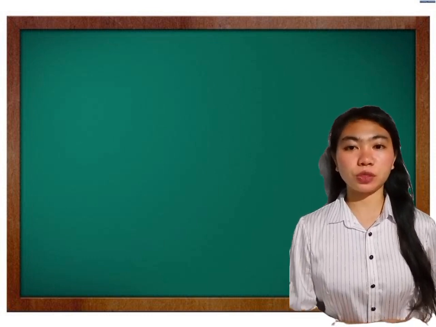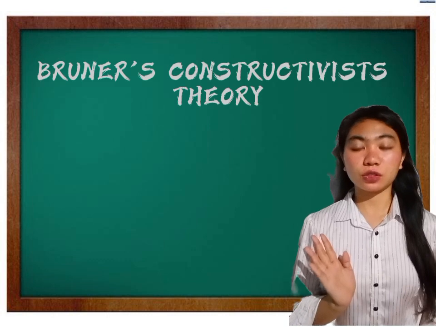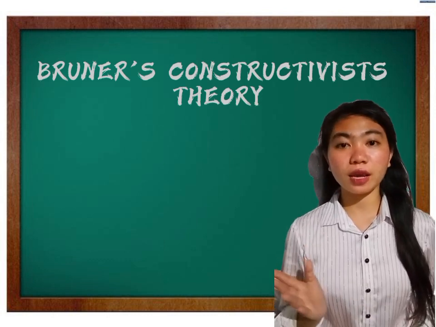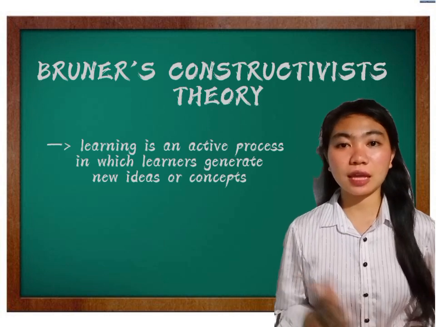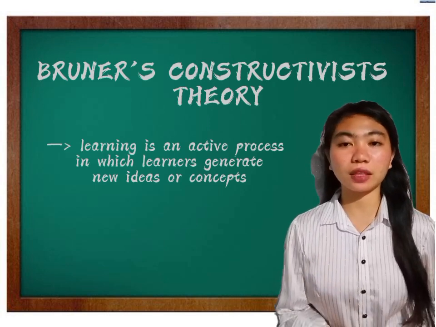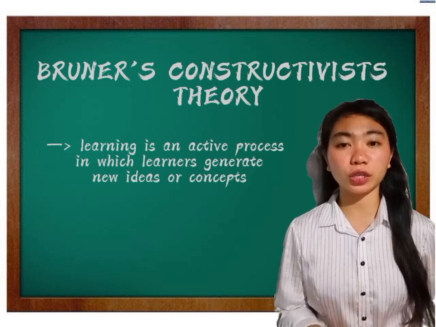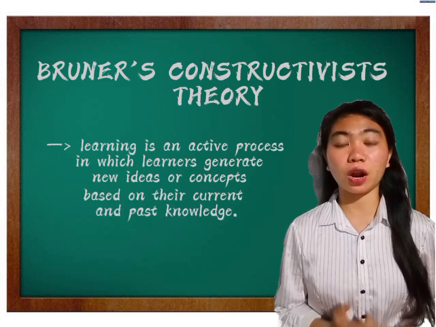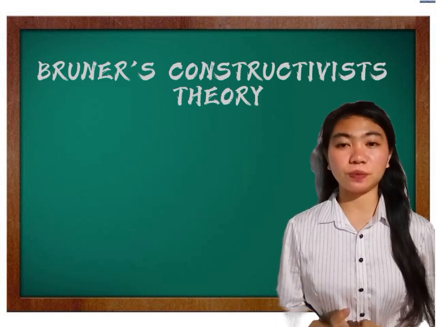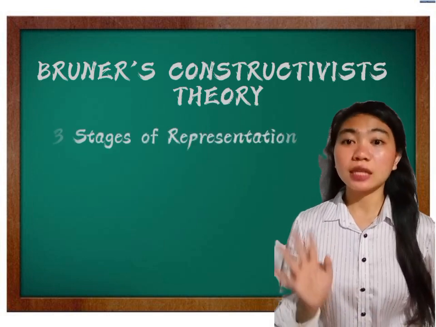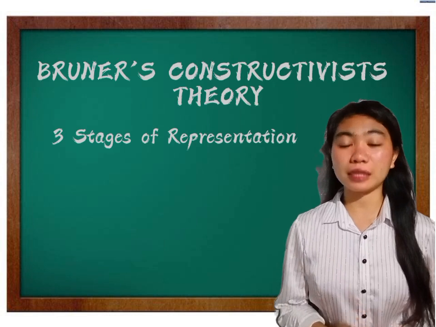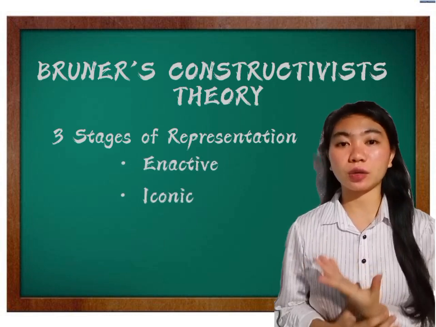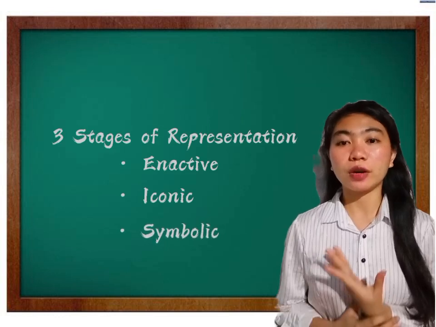Let me introduce Bruner's Constructivist theory. In this theory, it emphasizes that learning is an active process in which learners generate new ideas or concepts based on their current and past knowledge. So there are 3 stages of representation, which are enactive representation, iconic representation, and symbolic representation.